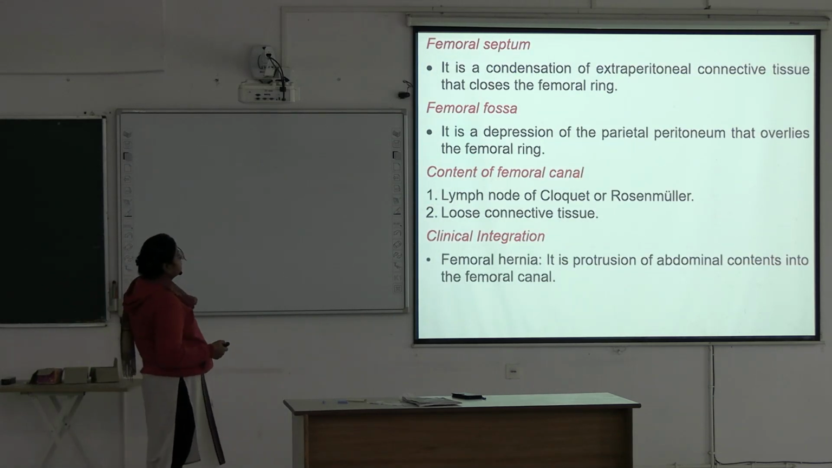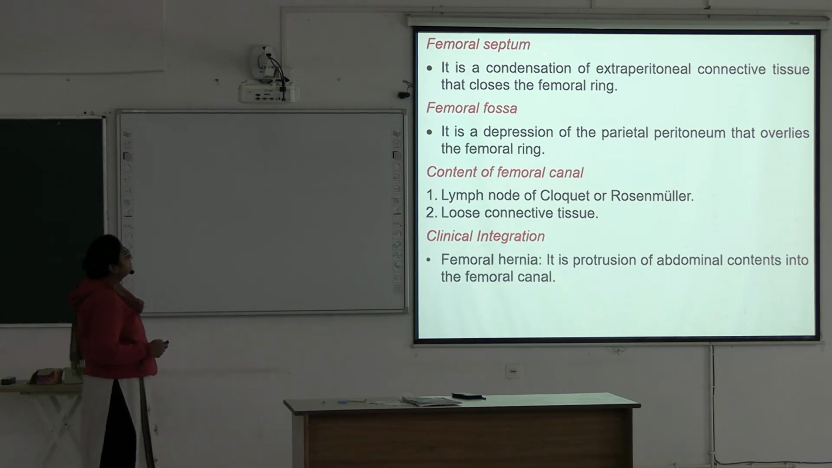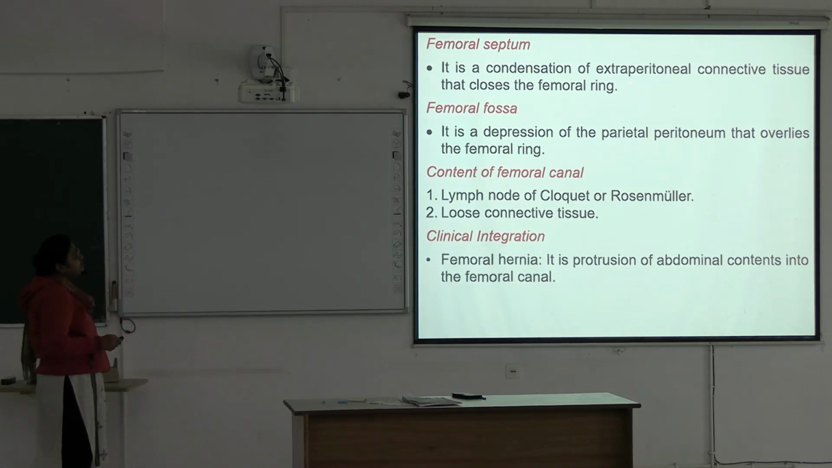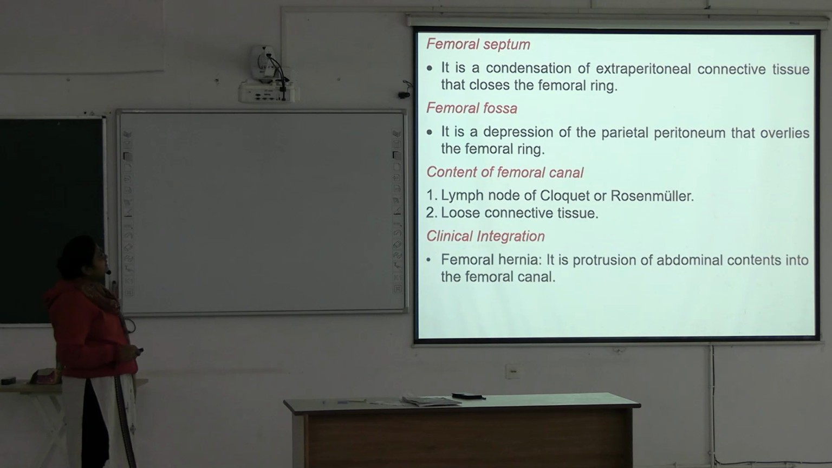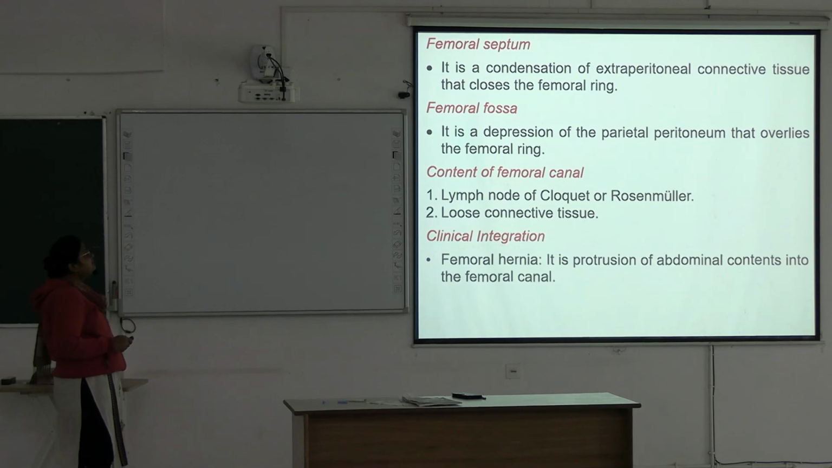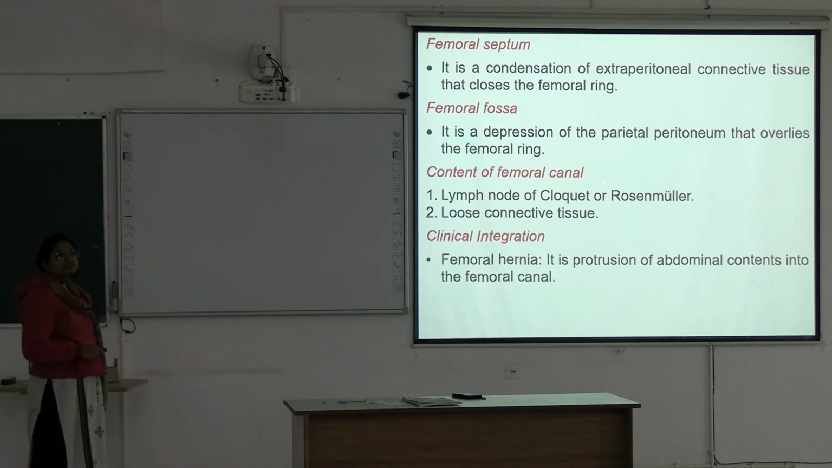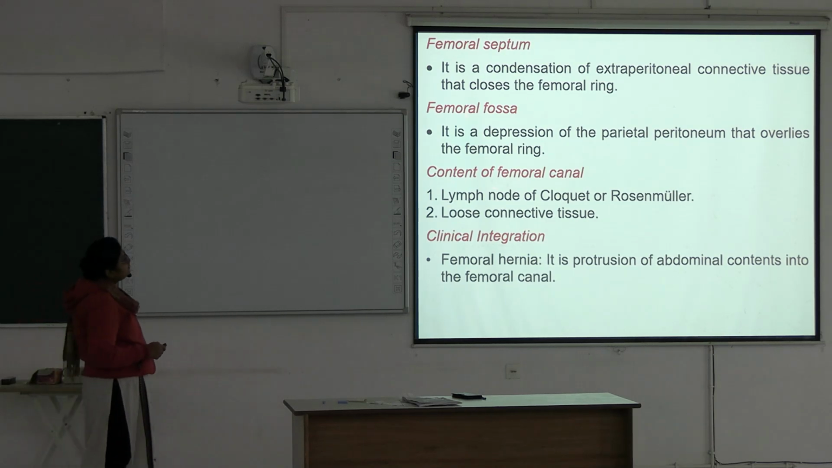Next, femoral septum. It is a condensation of extraperitoneal connective tissue that closes the femoral ring. That is known as the femoral septum. Femoral fossa. What is the femoral fossa? It is a depression of the parietal peritoneum that overlies the femoral ring. That is known as the femoral fossa.